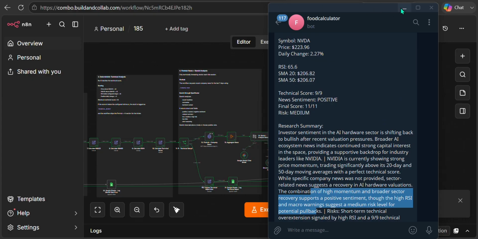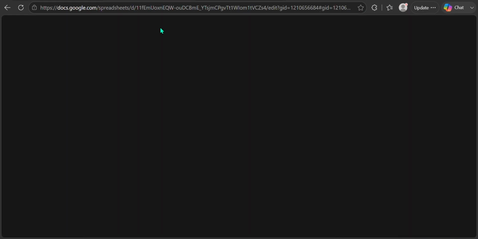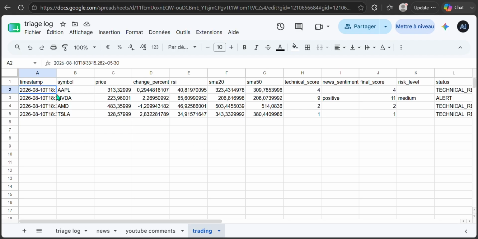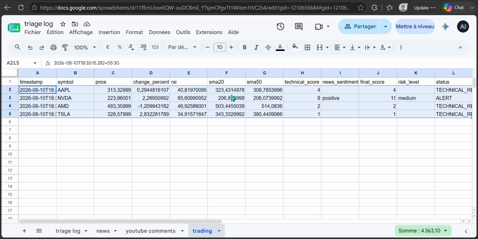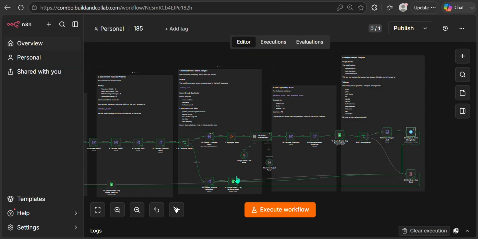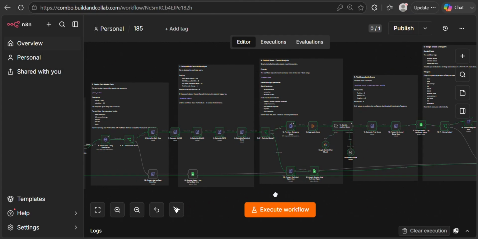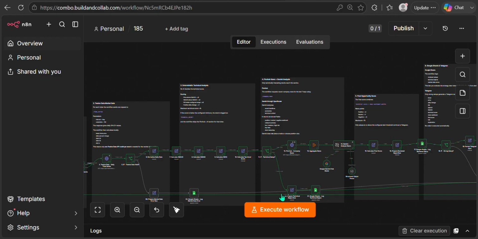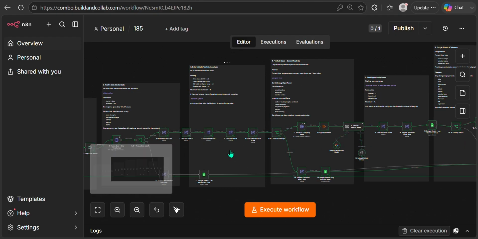And here we can see the analysis saved automatically in Google Sheets. We have the stock symbol, price, indicators, technical score, the news, sentiment, risk, and the final result. So, instead of manually checking multiple stocks, calculating indicators, reading company news, and organizing everything myself, this workflow automates most of the research process. Again, this is not an automatic trading bot. It's an AI market research assistant and watchlist system.